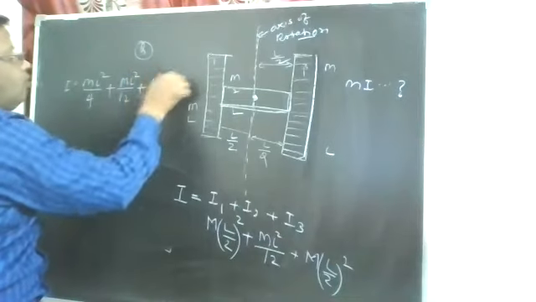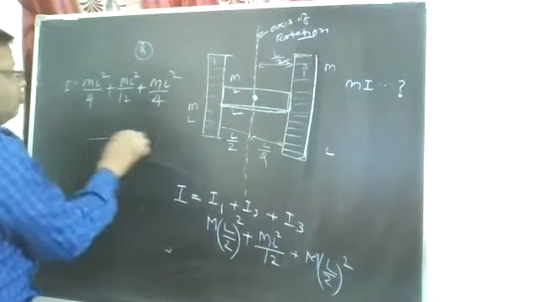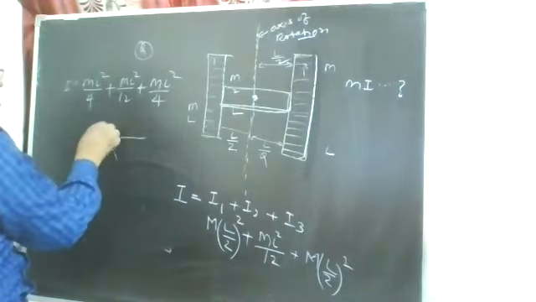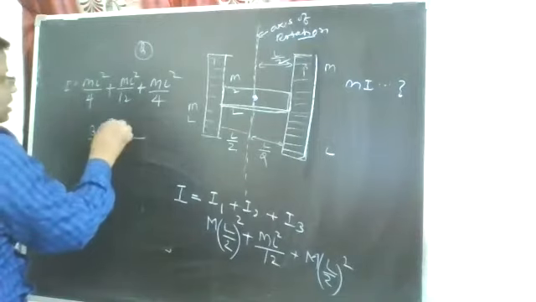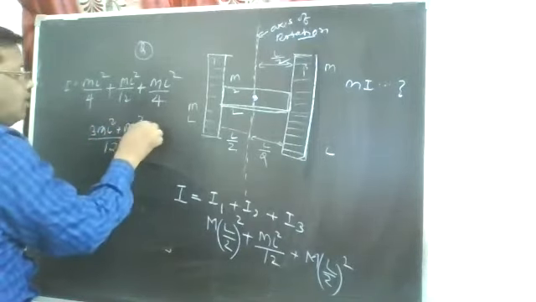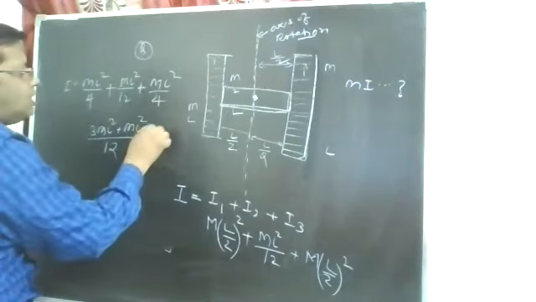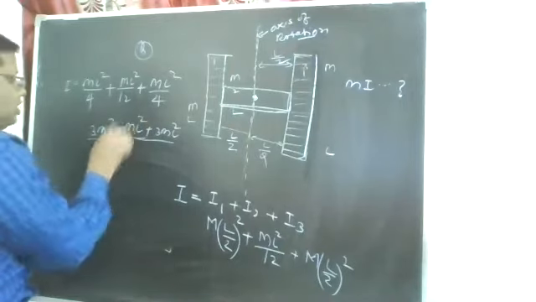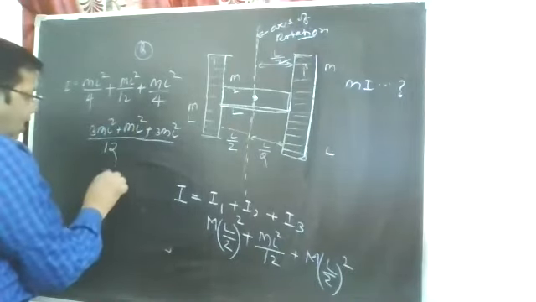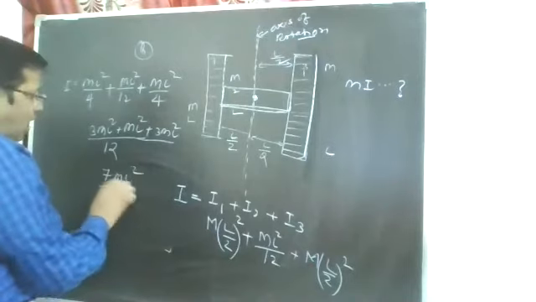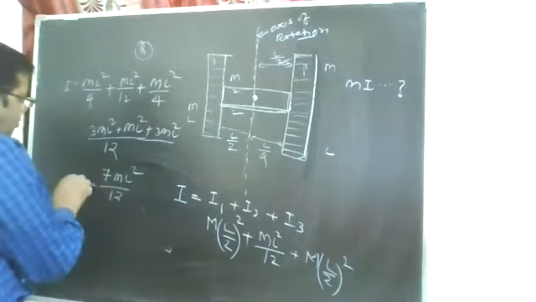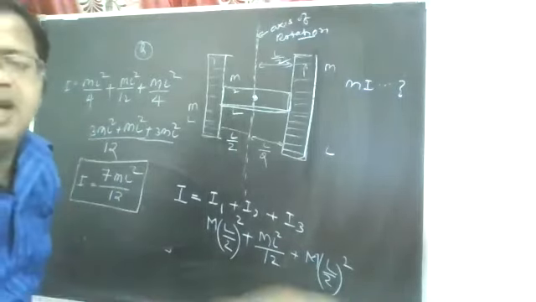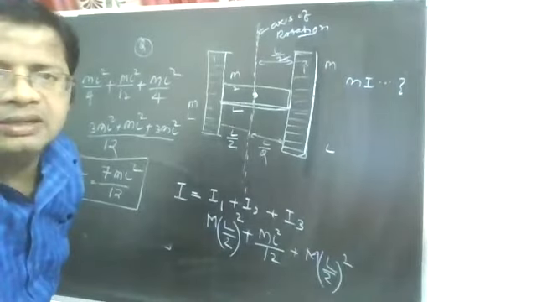ML square by 4. What is the LCM? 12. 4 into 3 is 3 ML square, 1 ML square, plus again 4 into 3 is 3 ML square. So your answer will be 7 ML square by 12. This is the moment of inertia of this H-shaped figure about the given axis.